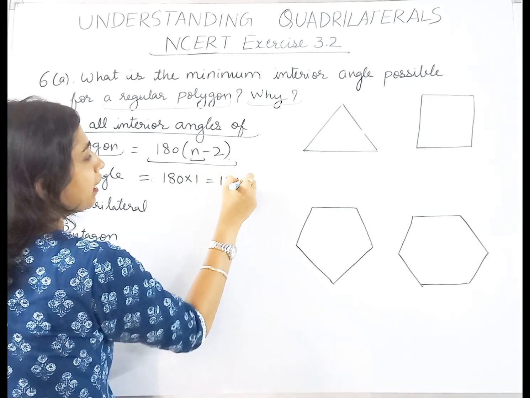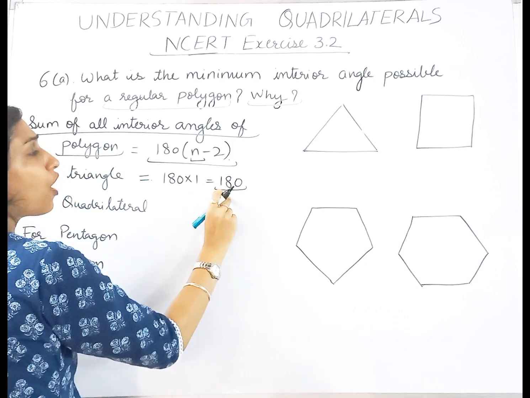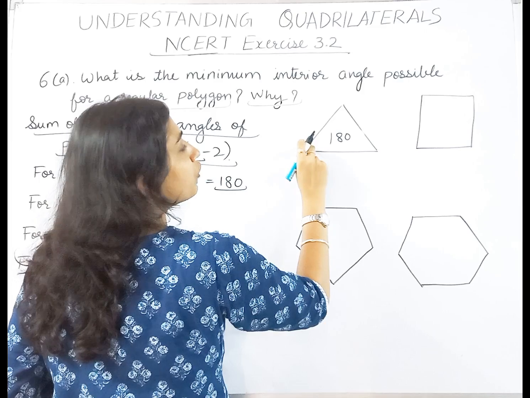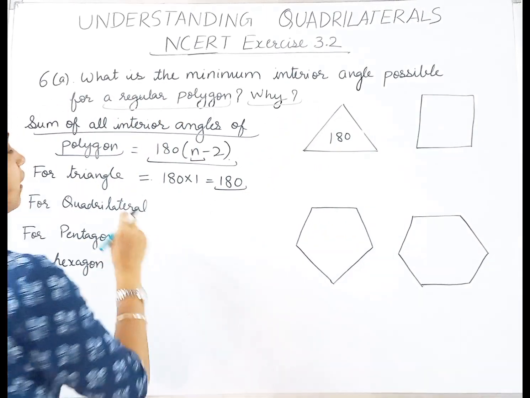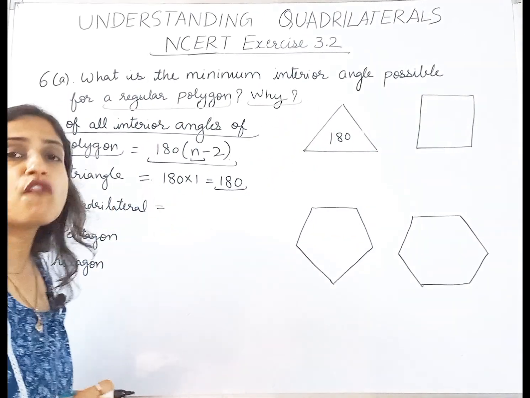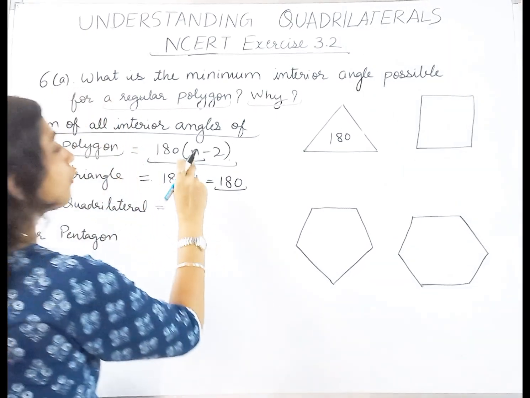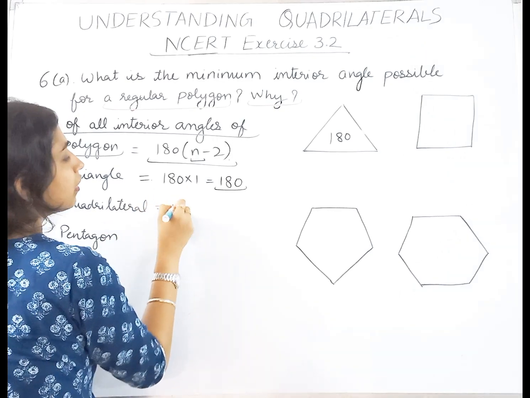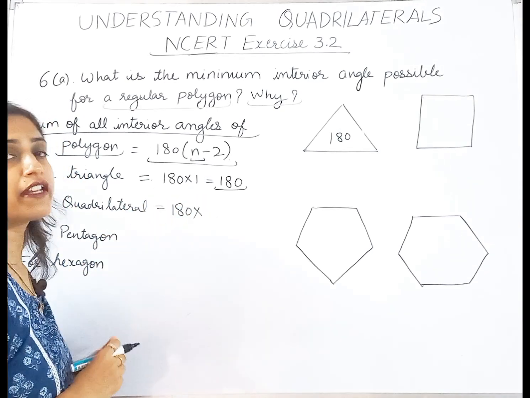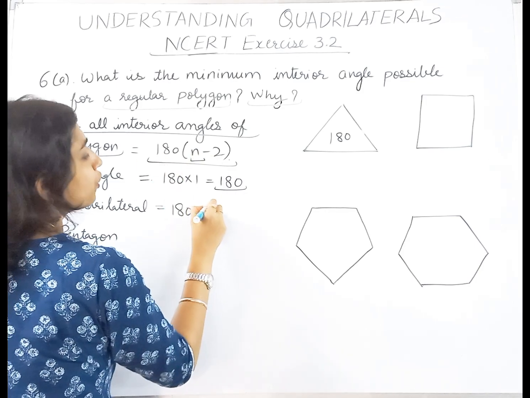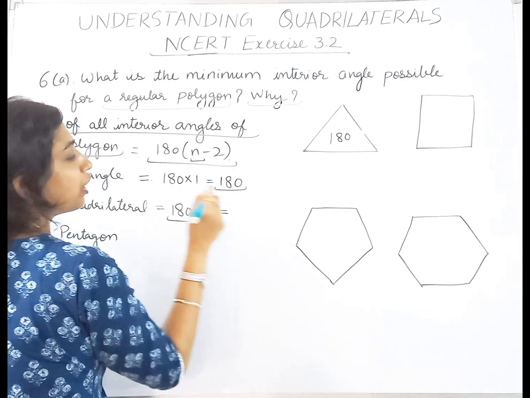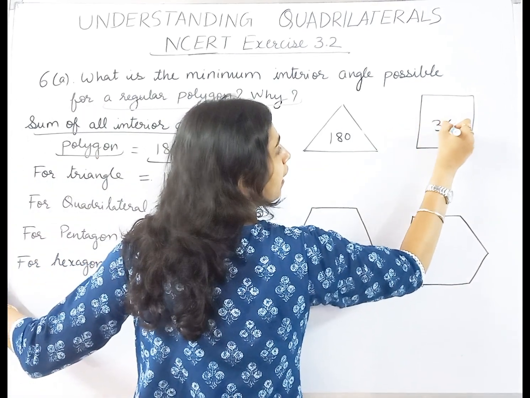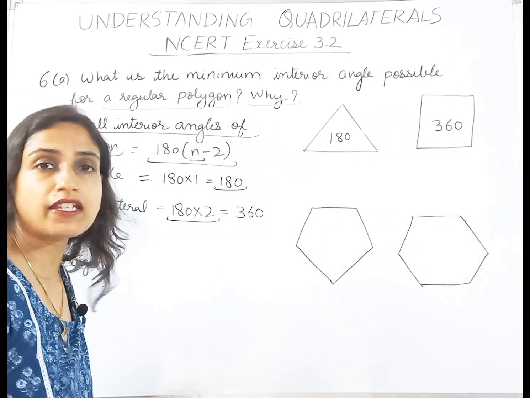That means 180. So the sum of all interior angles of a triangle is 180 degrees. That means the sum of the 3 angles is 180 degrees. Then for a quadrilateral, we will put the value of n, 4, in this formula. So for a quadrilateral, 4 minus 2 is 2. So the sum becomes 180 into 2, which is 360. So the sum of all interior angles of a quadrilateral is 360.